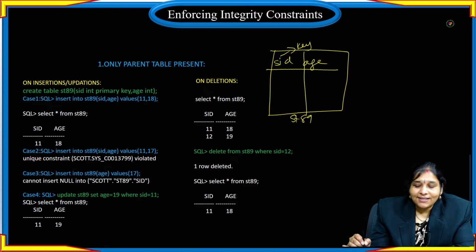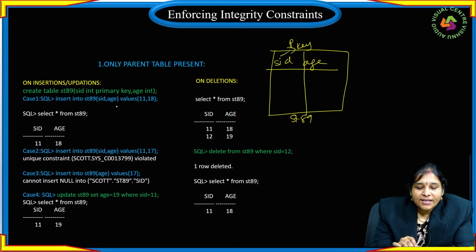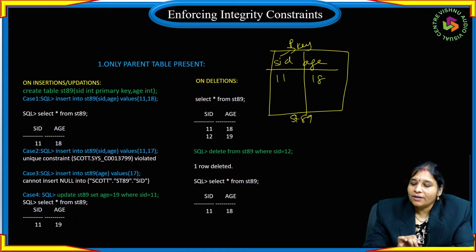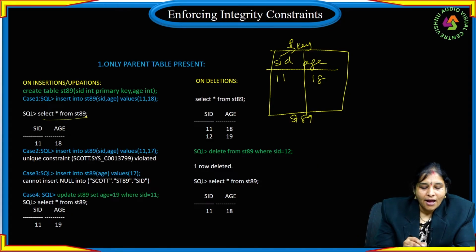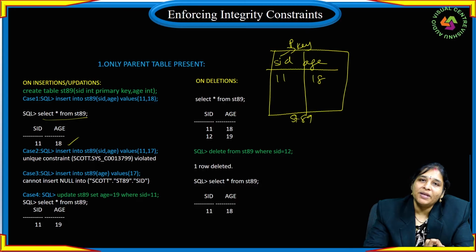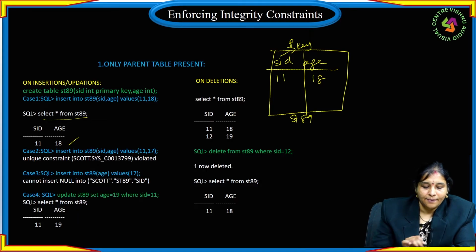So, the table named student 89 has two fields, SID and age. Now, I try to insert the values 11, 18 into this student table. And when I retrieve those values with select star from student 89, I see that both values have been inserted properly, 11 and 18.